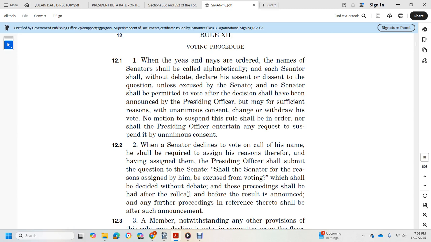Shall the senator, for the reasons assigned by him, be excused from voting? This shall be decided without debate, but the proceeding shall be held after the roll call before the result is announced. Any further proceedings in reference thereto shall be after such announcement.